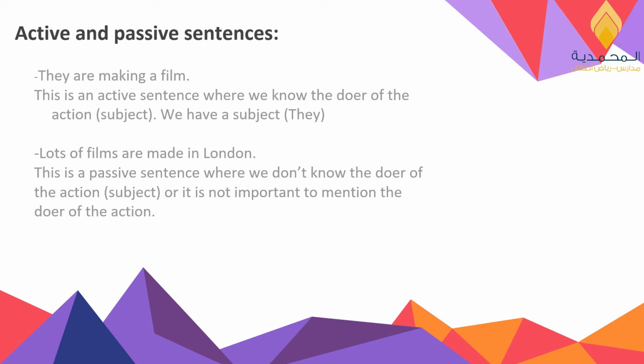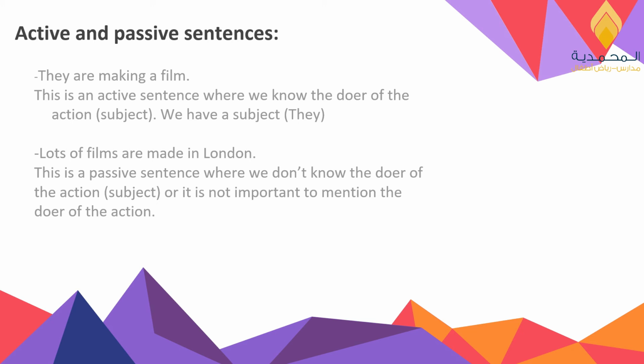We have two reasons to not mention the subject in the sentence. First of all, maybe because we don't know the subject, we don't know the doer of the action, or because it is not important to mention the doer of the action, and that's why we call this sentence a passive sentence. So, what's the difference between an active sentence and a passive sentence?